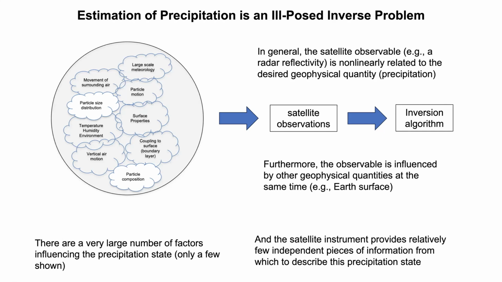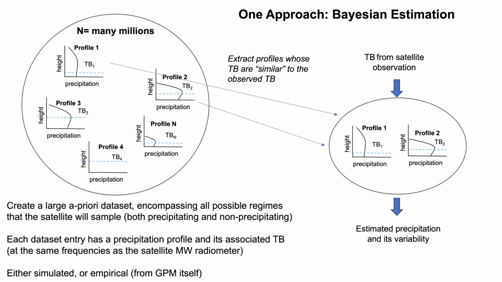And furthermore, the observations, as I mentioned, are influenced by the precipitation itself, but also these other quantities like the temperature and the moisture and things like that. So one way this is typically handled, in current algorithms anyhow, is using a Bayesian approach, and it's all based on creating prior data.